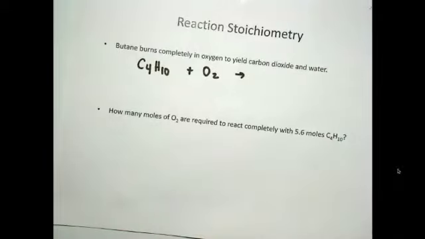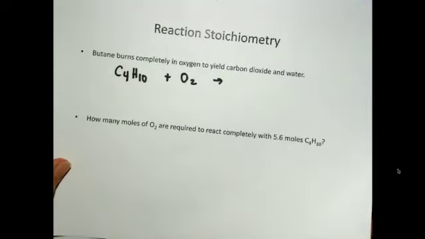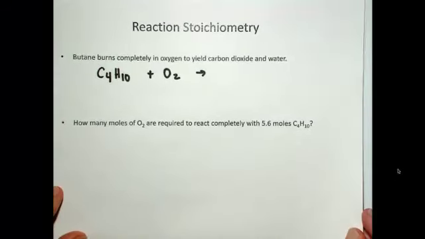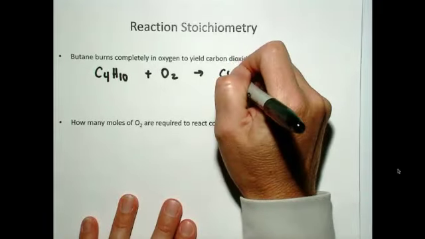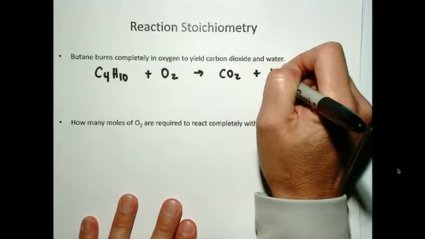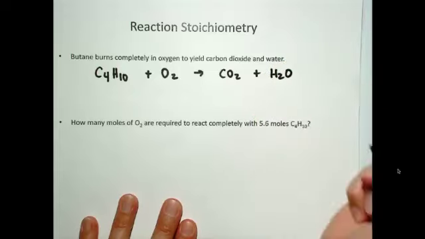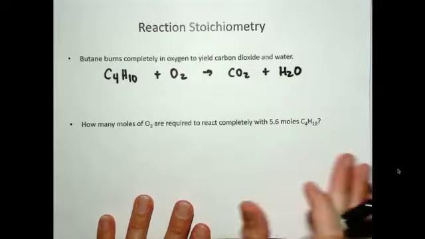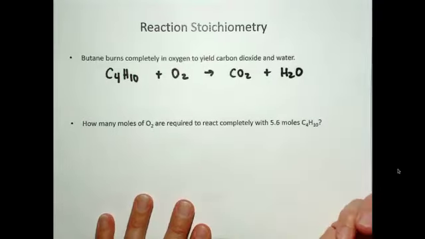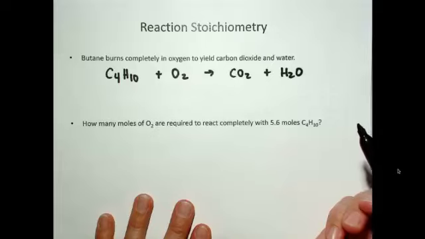Let me put a piece of white paper under this so I don't write on this document camera. Okay, sorry about that. Anyway, butane burns completely in oxygen to yield carbon dioxide and water. That's your combustion reaction that we've looked at a lot this semester. So the first thing is you have to write down each molecule correctly. Then after you do that, you need to go back and balance it.